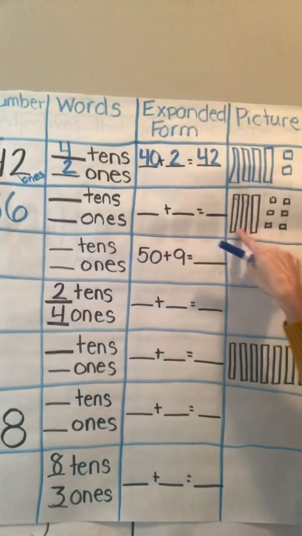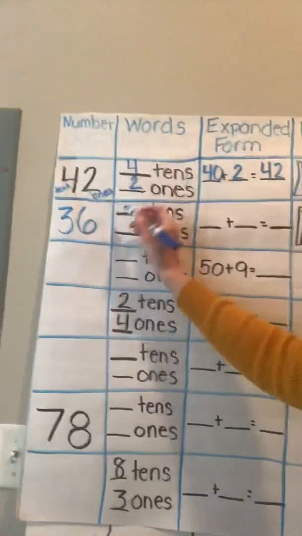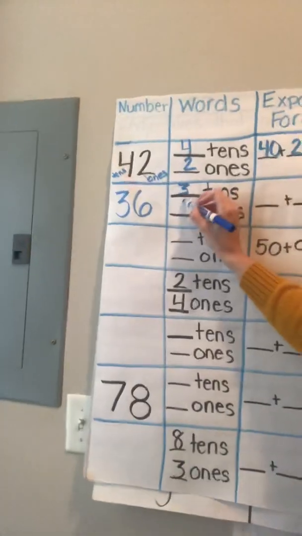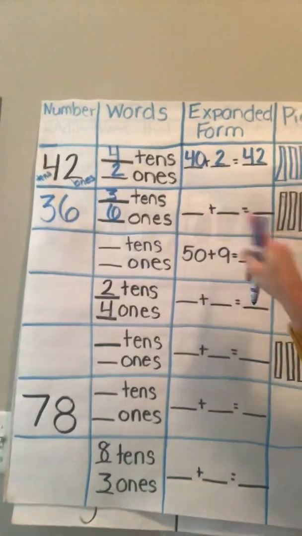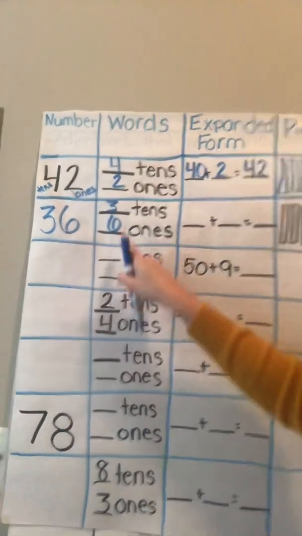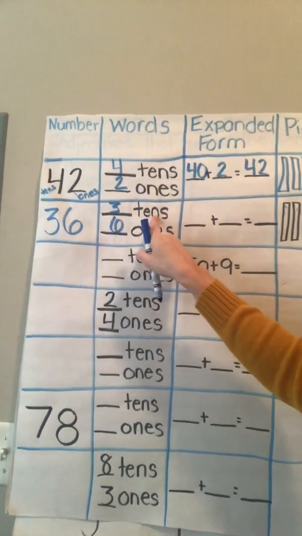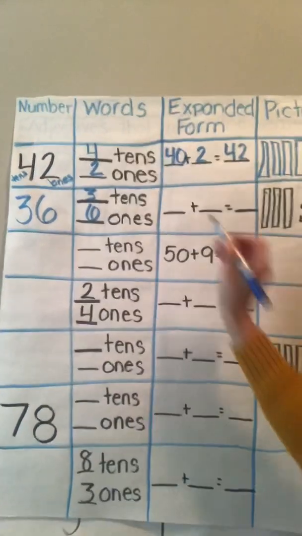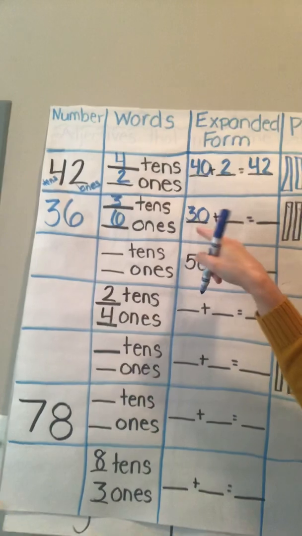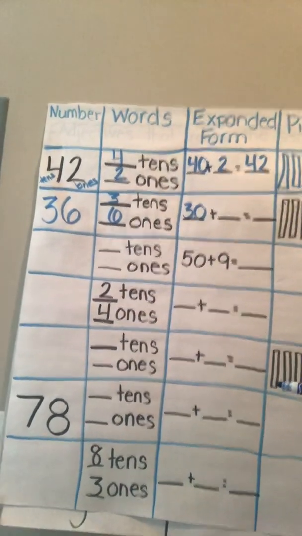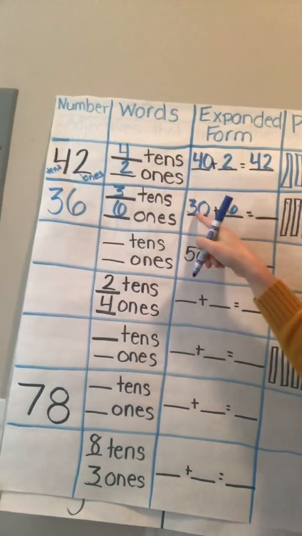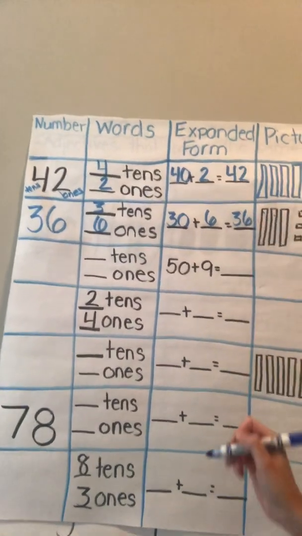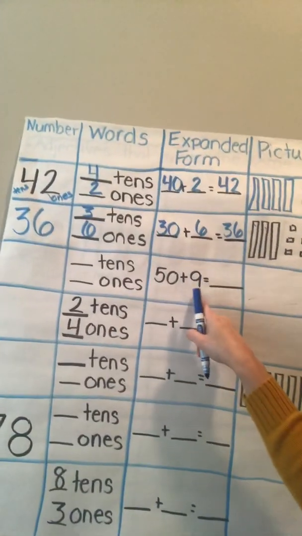So how many tens did they have for 36? Right, they drew 3 tens, and how many ones were there? Right, 6 ones. Now we're going to do our expanded form, which we're talking about today. So we're going to break it up. So we have 3 tens. 3 tens really stands for what number? If I have 3 tens, that means I have what? 30. So when you have 3 groups of 10, you really have 30. And then what's in our ones? Right, 6. So 30 plus 6 equals 36. Awesome.